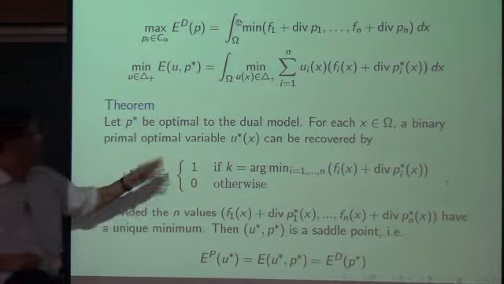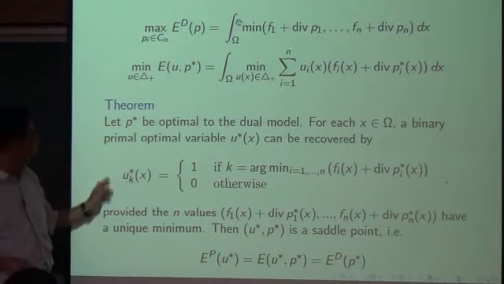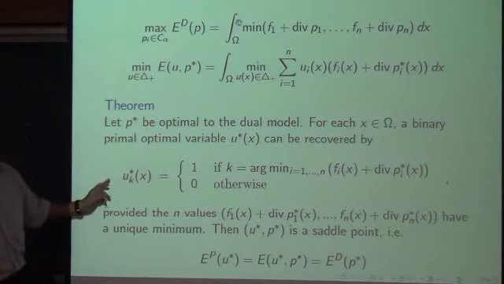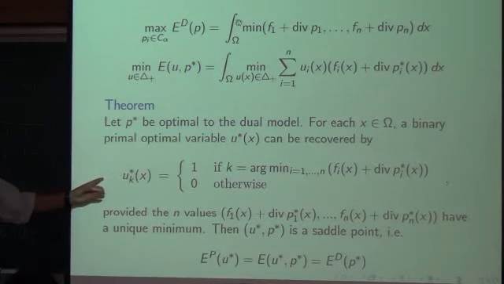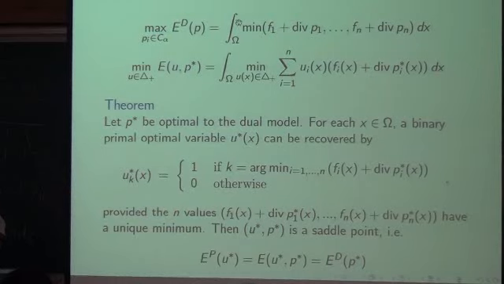Therefore, if one of them is smallest, moreover, you can prove that this one must be the global minimizer of the original problem. It is a binary solution, it must be 0, 1, and it must be a global minimizer of the original problem. So this is another way to solve the problem.